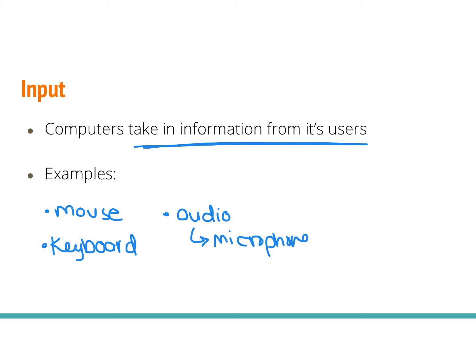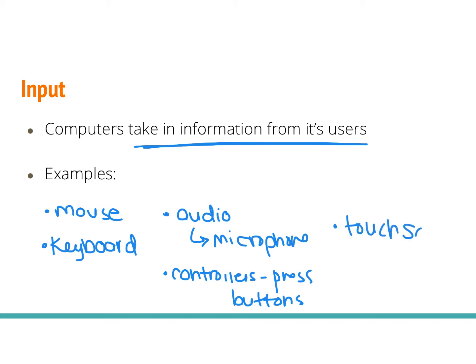You can also use things like controllers to press buttons. You can also use things like a touchscreen. So a lot of you use touchscreens on your phones. Touchscreens are also types of inputs. There's a lot of different ways that computers take in input, and it's how they take in information from the person that is using that device.